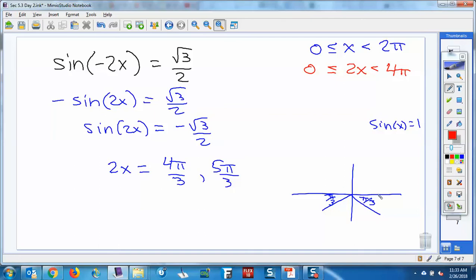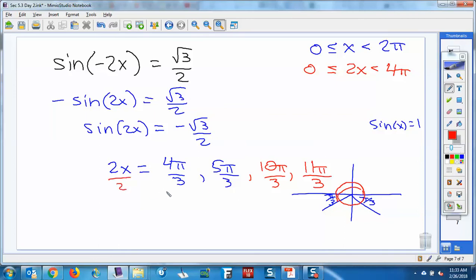So we got 4 pi thirds, we got 5 pi thirds, now I got to go around again. So this would be 6 pi thirds, 7 pi thirds, 8 pi thirds, 9 pi thirds, 10 pi thirds, or just add 6 pi thirds onto this one, right? 4 pi thirds, and then add on another 2 pi, another time around. So that's going to be 10 pi thirds, and then this one's going to be 11 pi thirds, okay? That's your 5 pi thirds plus another time around, plus another 2 pi. So 5 pi thirds plus 6 pi thirds is 11 pi thirds. Okay, I have 4 answers.